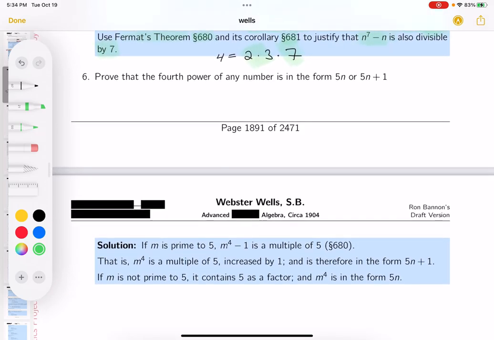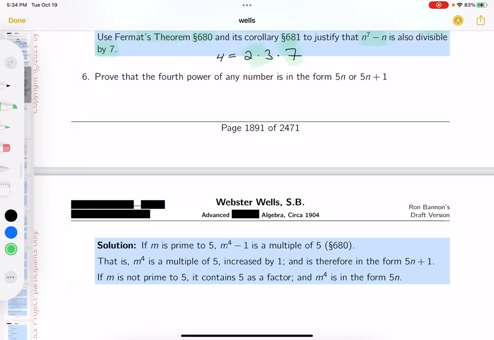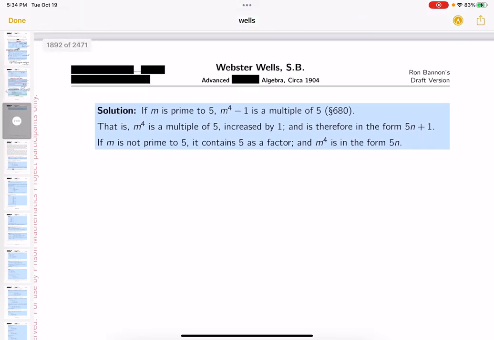So what have we shown? We've shown it's divisible by 1, 2, 3, and we've shown it's divisible by 7, so we've shown it's divisible by 42. Okay, this one over here, again, I'm going to point out to you, it says prove the fourth power of any number is of the form 5n or 5n plus 1, all right?